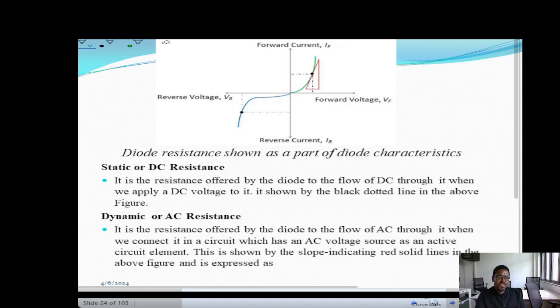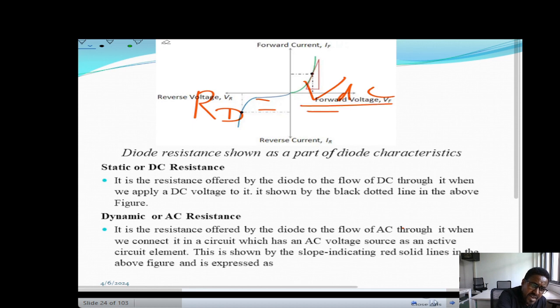One, static or DC resistance. It is the resistance offered by the diode to the flow of DC through it. When we apply DC voltage to it, it is shown by the black dotted line in the above figure. Mathematically, the static or DC resistance RD, the resistance of the diode during DC, is equal to VDC over IDC. This is expressed for the static type of forward resistance.